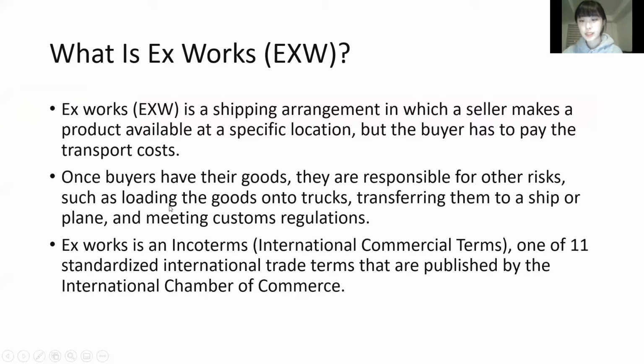Hi guys, my name is Inza and my topic is EX Works. So what is EX Works? EX Works is an international trade term that describes when a seller makes a product available at a designated location and the buyer of the product must cover the transfer cost. EX Works is one of the 11 current Incoterms, a set of standardized international trade terms that are published by the International Chamber of Commerce.